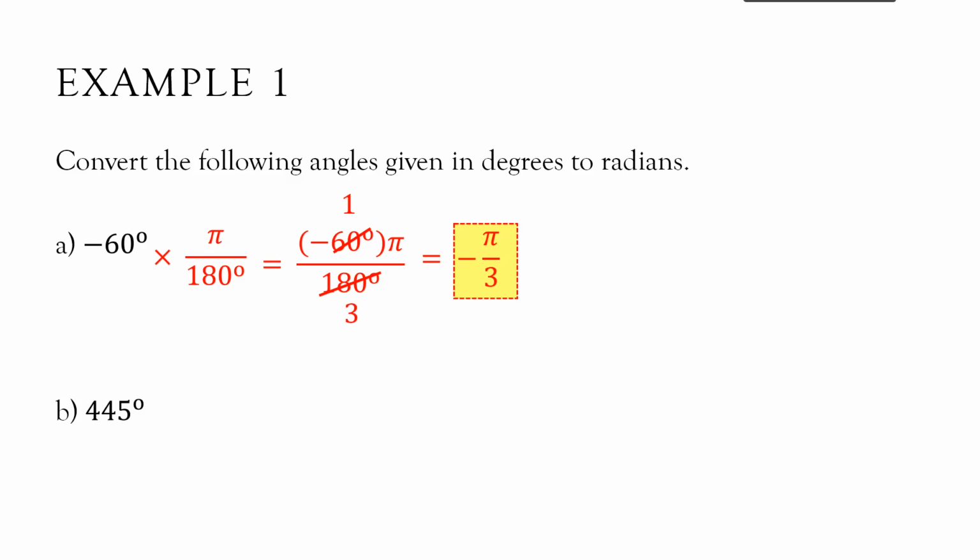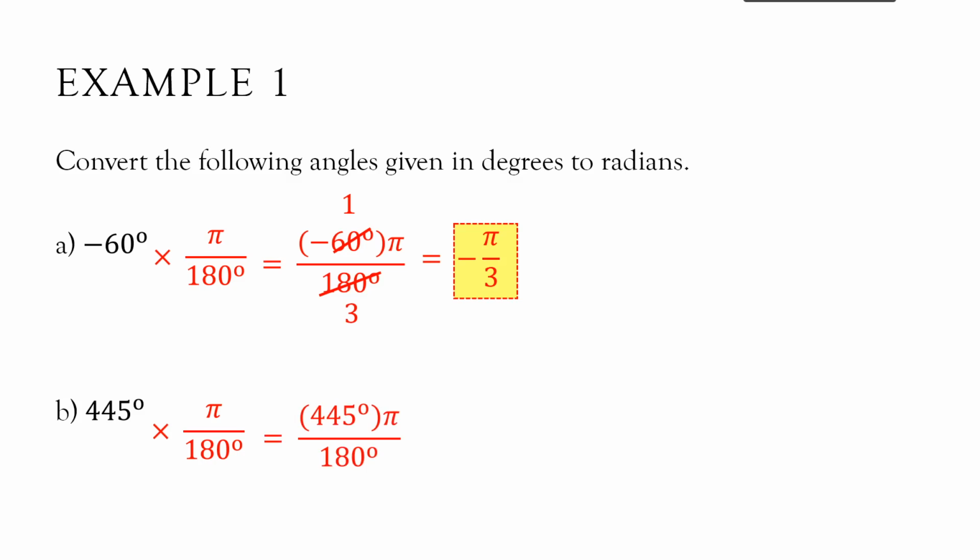Alright, let's go ahead and look at part B. Again, I have degrees. I want to convert to radians. I'm going to deal with it the same way. I'm going to multiply by pi over 180 degrees. So, if I multiply this out, I get 445 pi over 180.